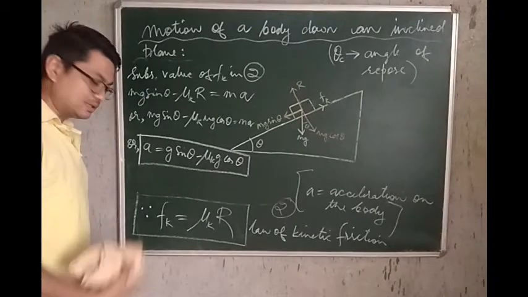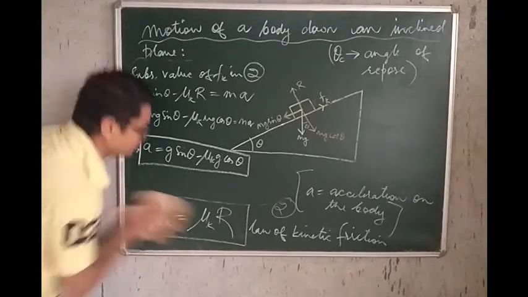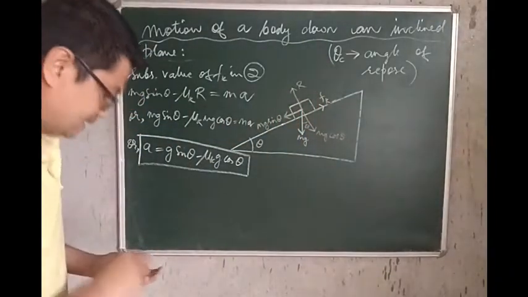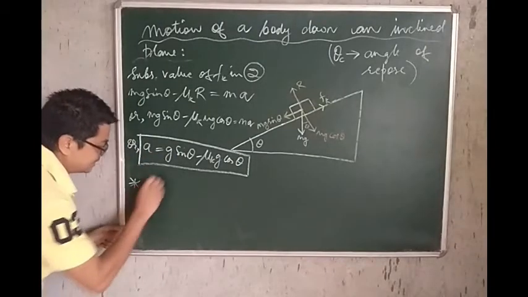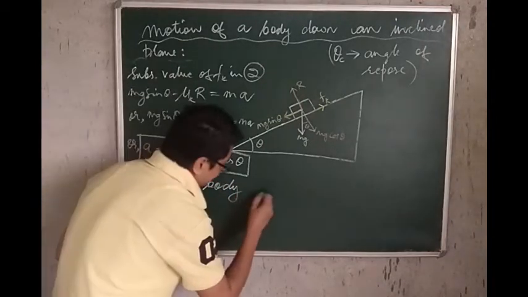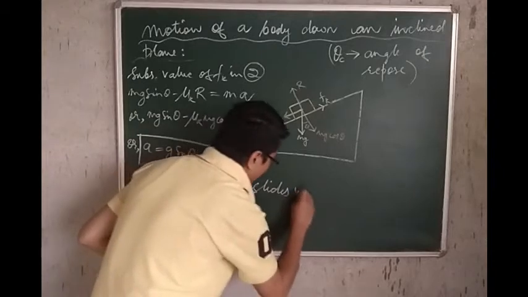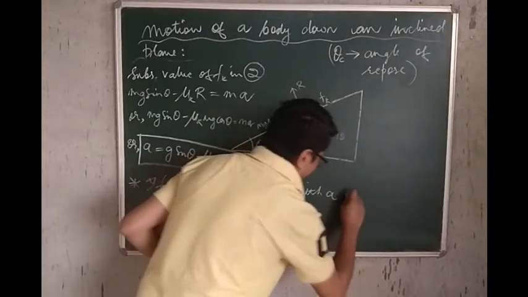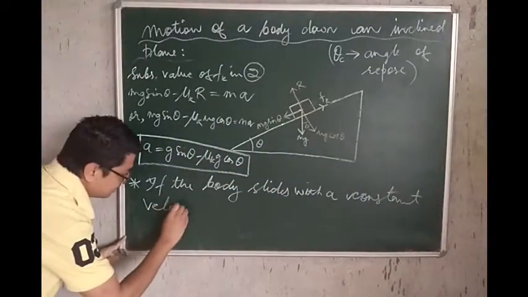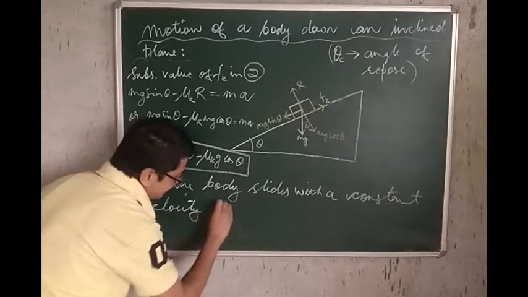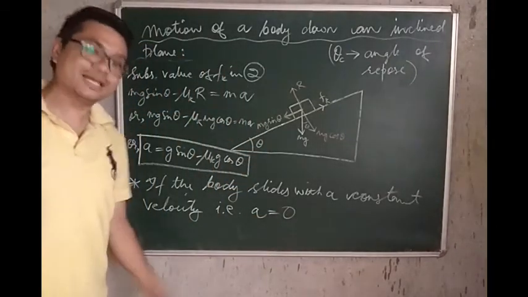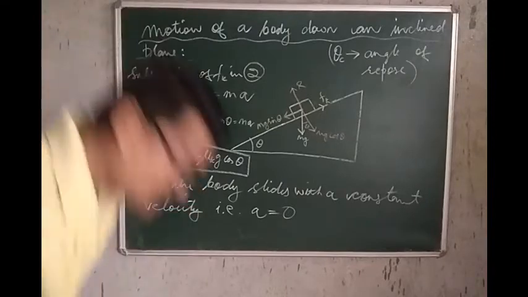You can pause the video again and copy. Alright, I'm erasing. Now one special case, that is, if the body slides with a constant velocity, this means what? What happens to the acceleration? The acceleration is 0, since the body is sliding down with a constant velocity. Then what happens to this equation?